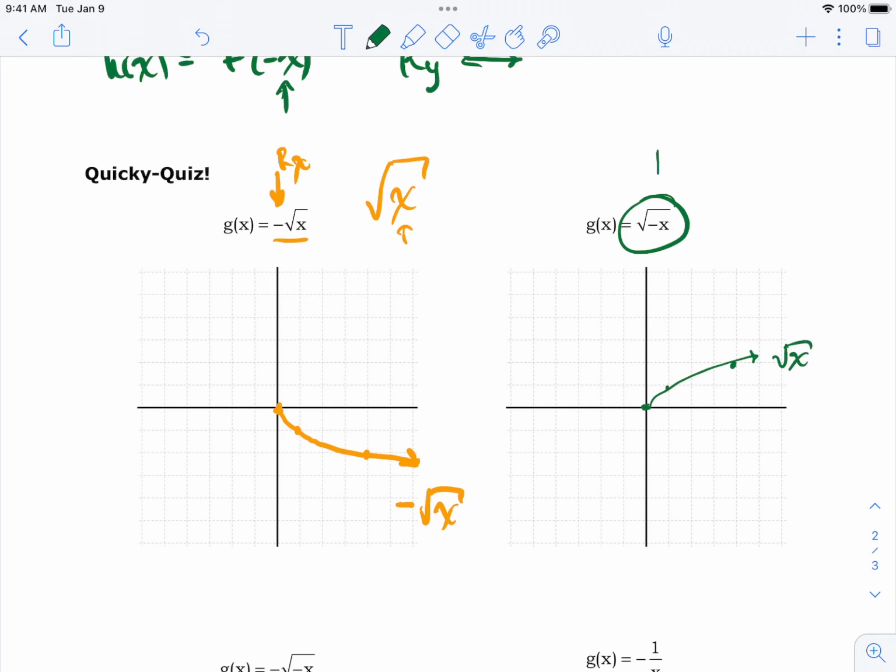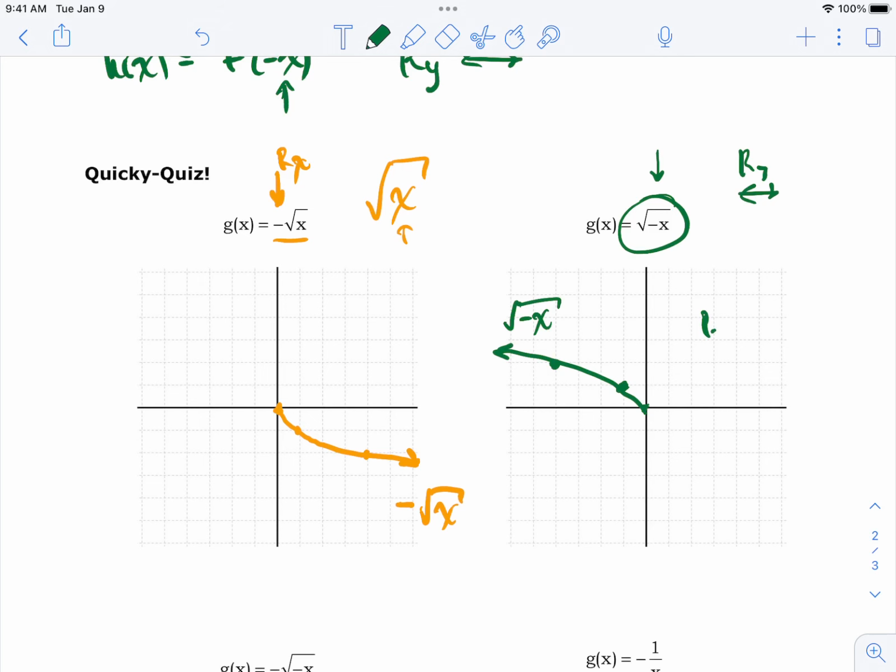These are some nice points on the square root of x function. But since the x is inside, this is a reflection over the y-axis, left and right. So it's going to be over here someplace. Erase this one and redraw it over here. Not 1, 1, but negative 1, 1. Not 4, 2, but negative 4, 2.